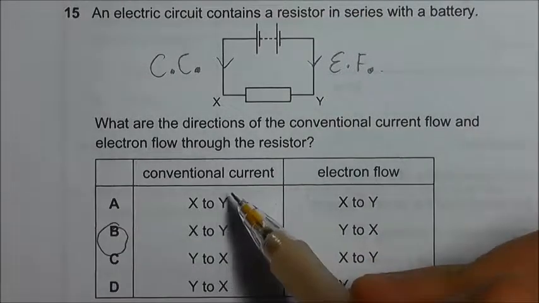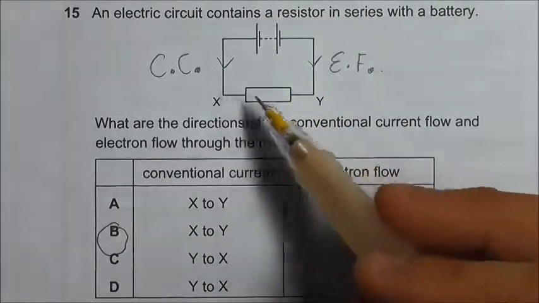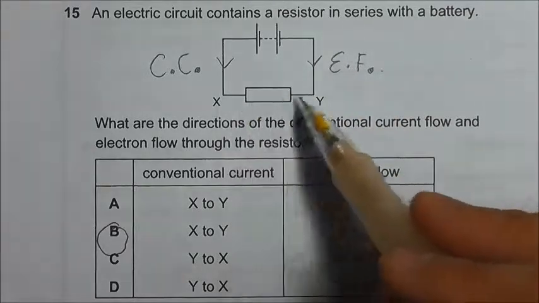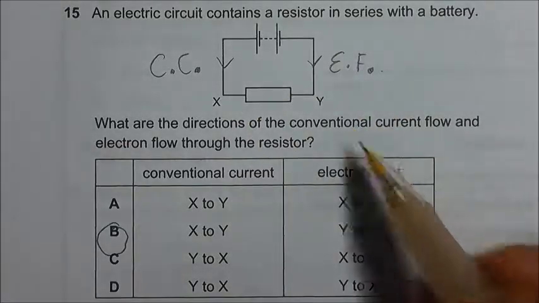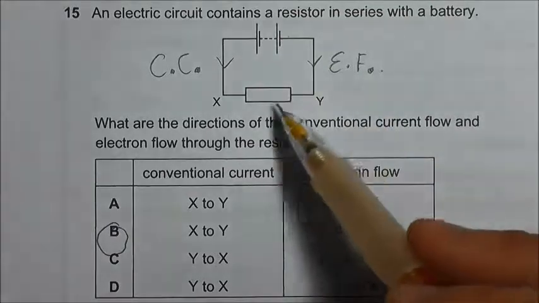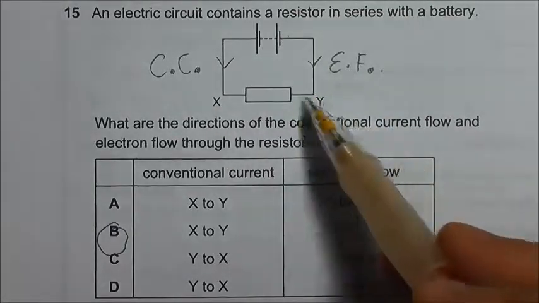Okay, conventional current is from positive to negative terminal, so it's from X to Y. And for electron flow, it's from the negative to the positive, so it's from Y to X.